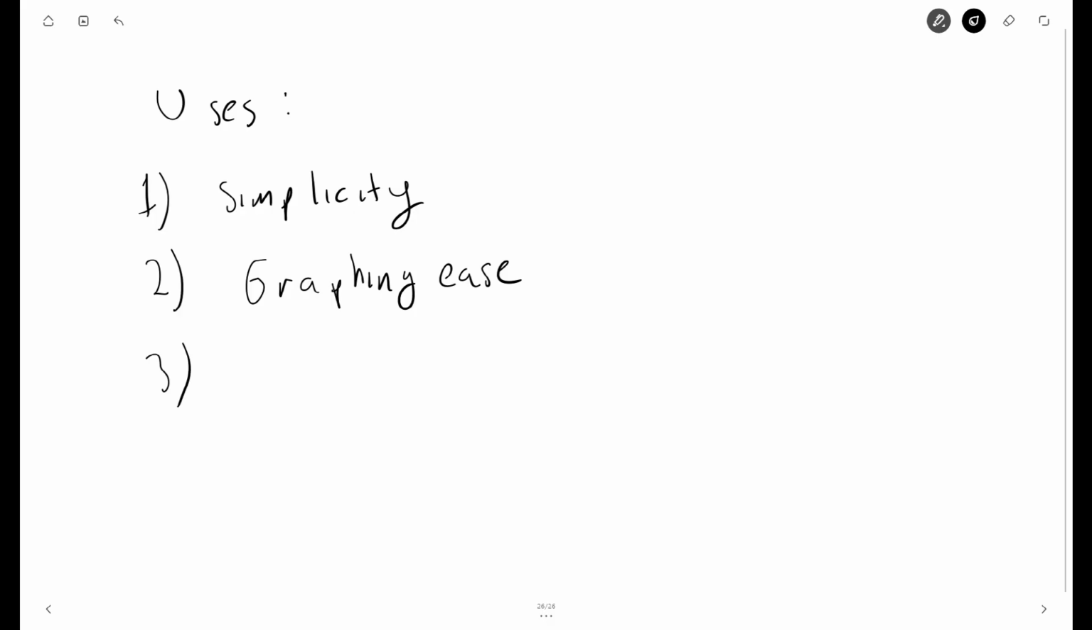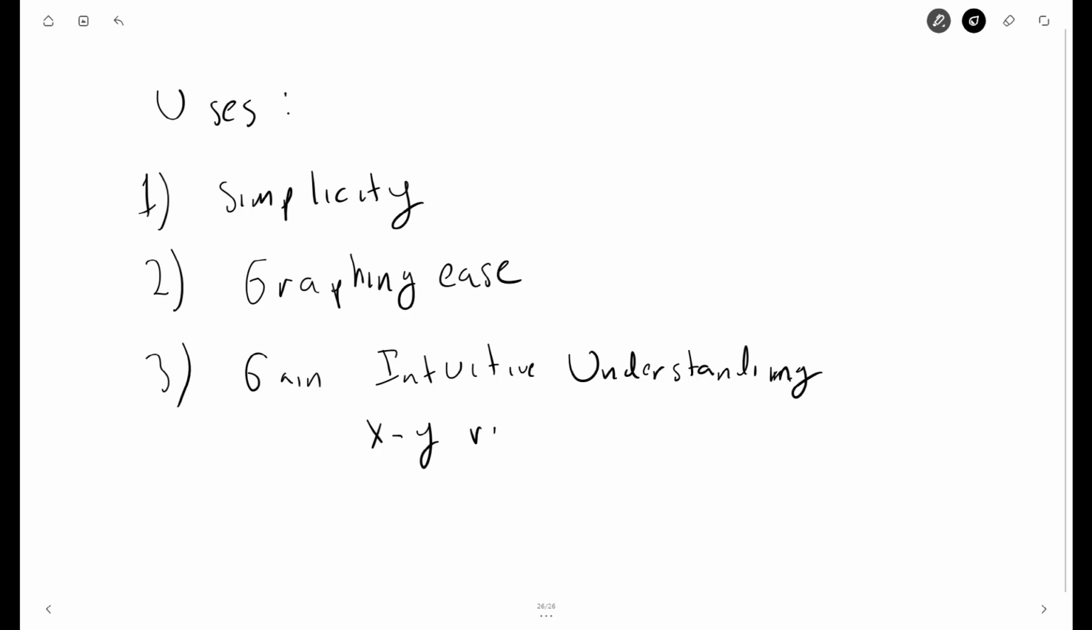And third, you can gain intuitive understanding. It offers insight into how changes in x affect y, helping to visualize relationships between variables. So basically x-y relationships.